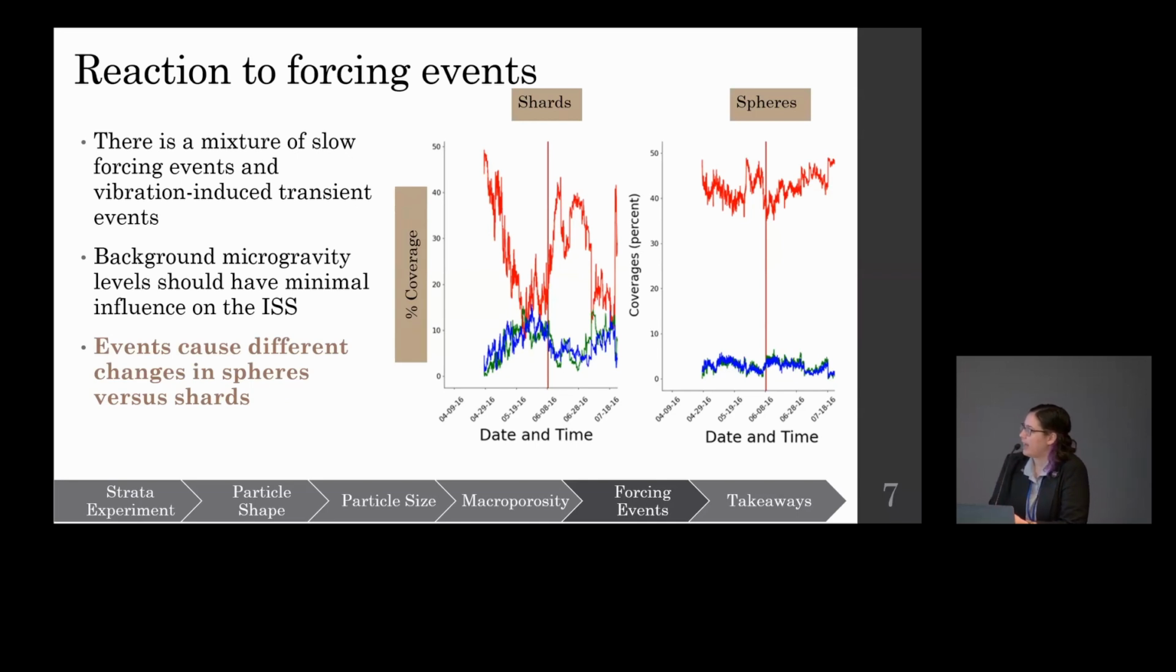And so here we see an example of the same reboost in the shards on the left versus the spheres on the right. And they have vastly different reactions to the same event. This is propagated throughout the various events that we look at. So this is telling us that the same event can cause very different changes, and thus the sample characteristics make a difference in how the sample is reacting to these events. And since the difference is mainly particle shape, that plays a role.